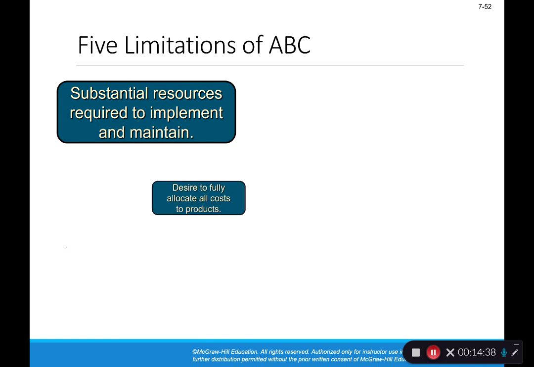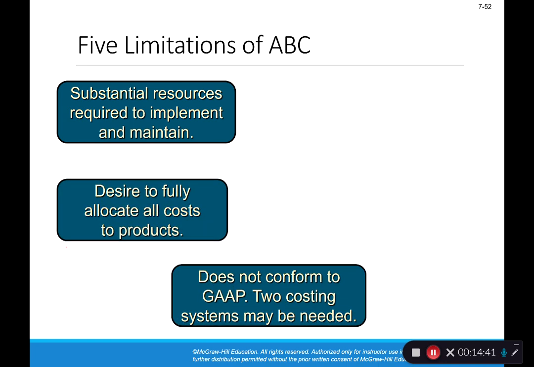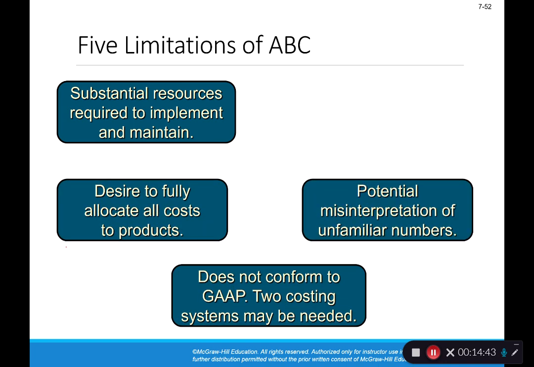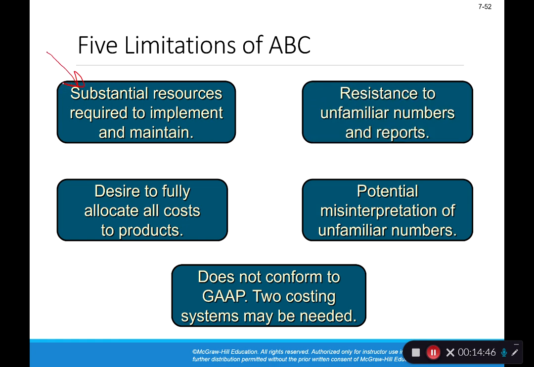What are the main limitations of ABC? Well, it's a pain. So that equates to substantial resources being required to implement and maintain it. It's different than what we're used to. So, can't teach an old dog new tricks. There's going to be some resistance to those unfamiliar numbers and reports. So that's why top management buy-in is extremely important, and also making sure that employees are rewarded based on the ABC system. So there's some relationship to the system and how employees are evaluated.